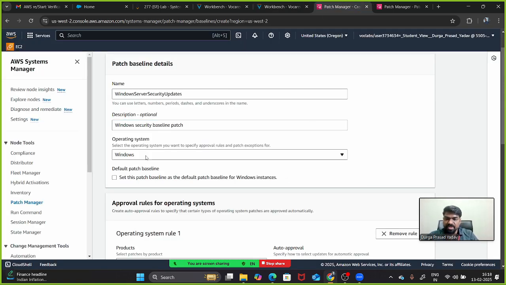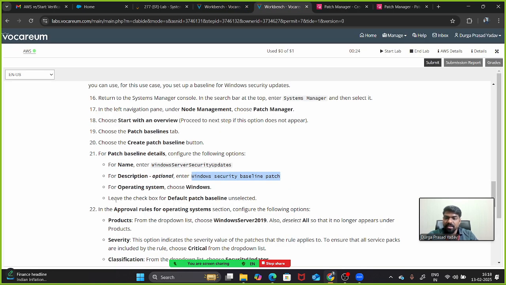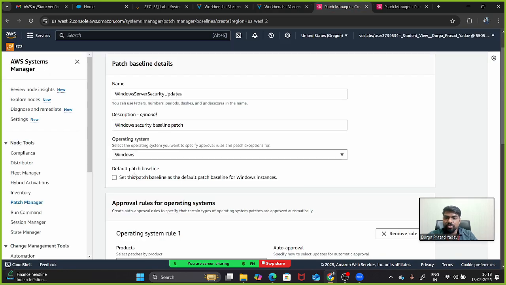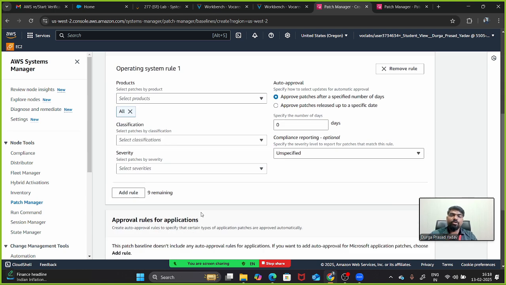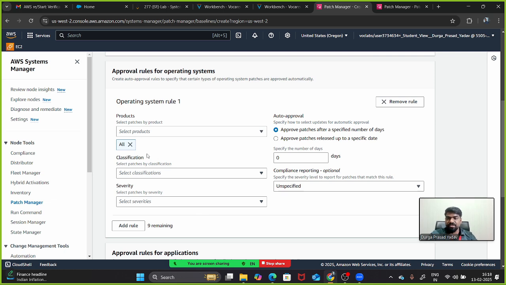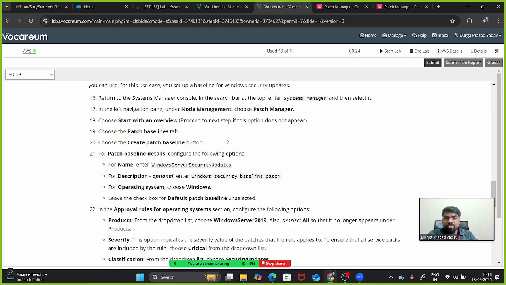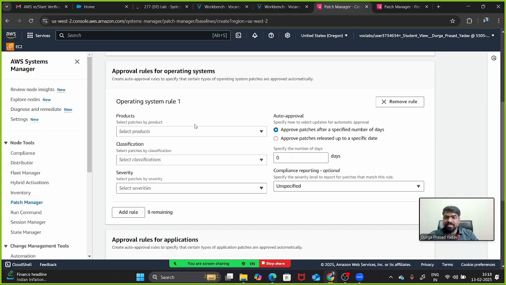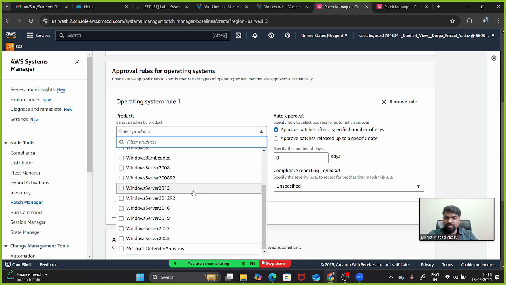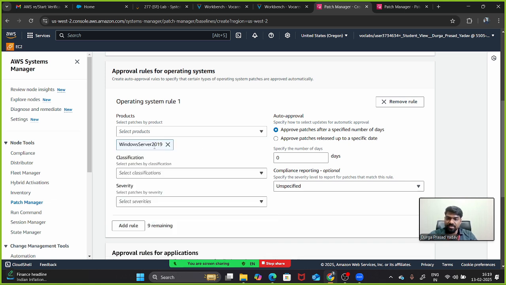Just this is the name, and Windows Security Baseline Patch is the description of it. In the OS we are keeping Windows. OS will be Windows only, and leave the checkbox of default patch baseline. So we are not using the default patch baseline. If you want to use it, you can, but we are not using it. Now what we want to check with respect to security for this operating system: first of all, for which operating system server are you making this? Let's say we are making it for Windows Server 2019. This is my server for which I am making it.